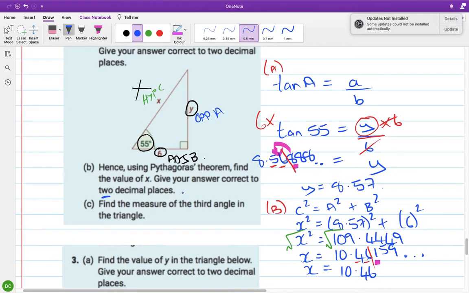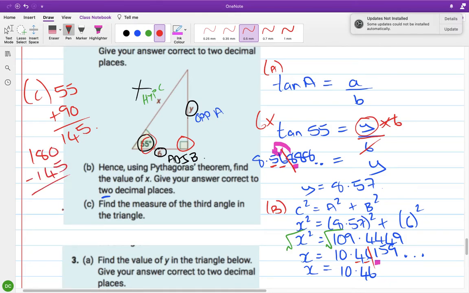And for C, it's find the measure of the third angle. Okay, so that should be actually nice and easy. This is 55, this is 90. So 55 plus 90 is 145. And then 180 minus 145 is 35. That's part C.